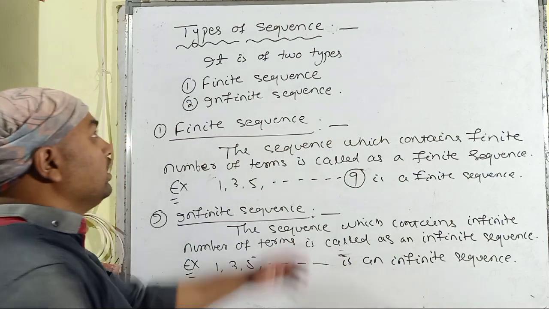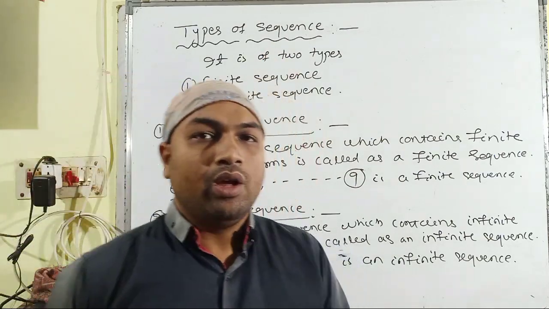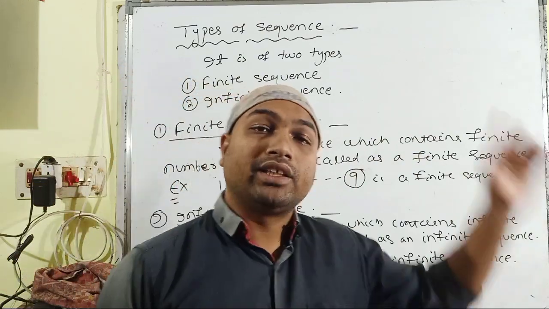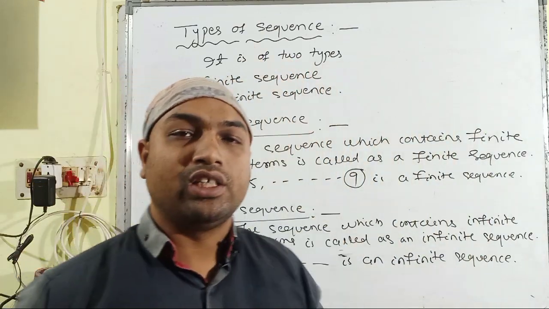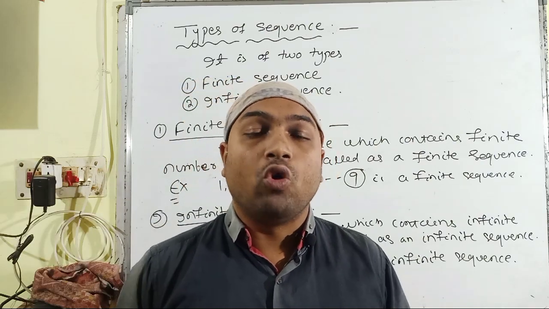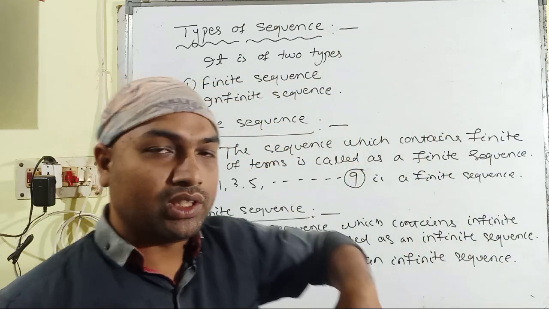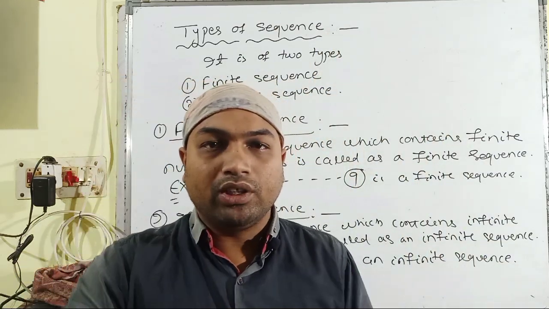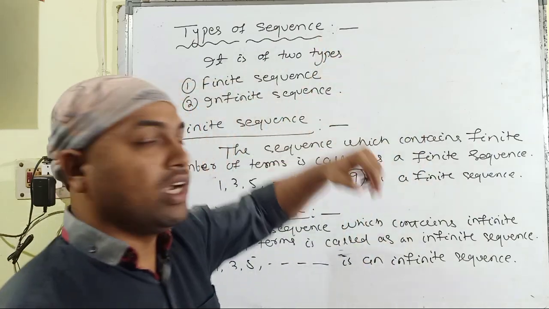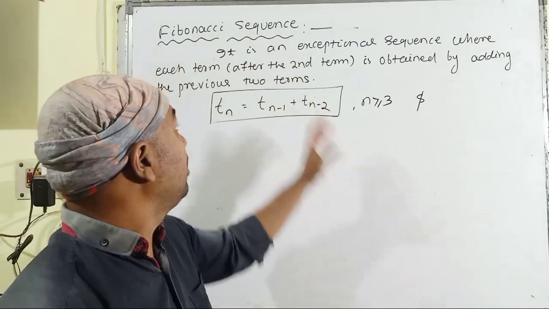So basically, sequence is of two types, finite sequence and infinite sequence, based upon the number of terms present in it. But except for these, there exists another sequence called the Fibonacci sequence, which is different from these two because it has a separate fundamental. It does not match with the finite and infinite sequence.